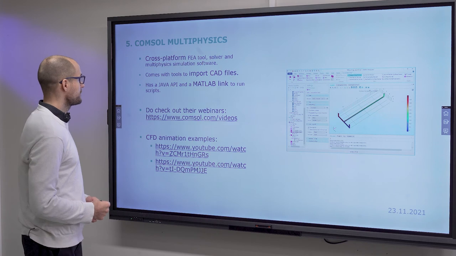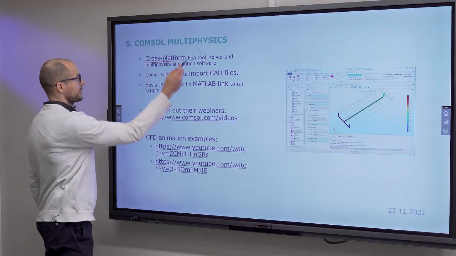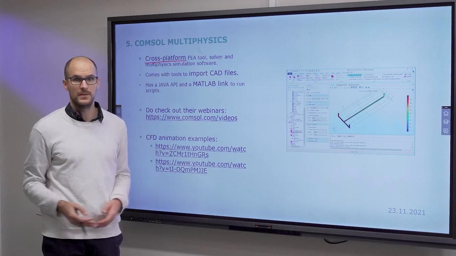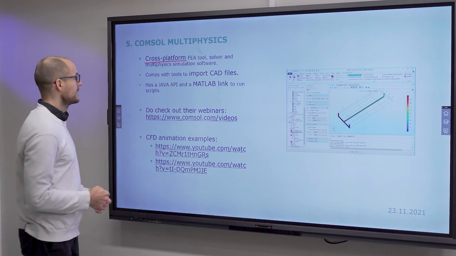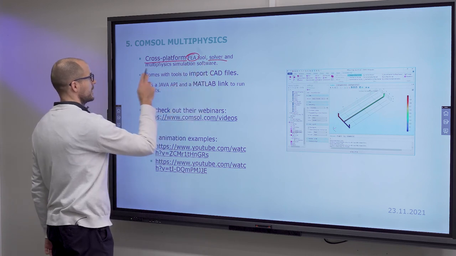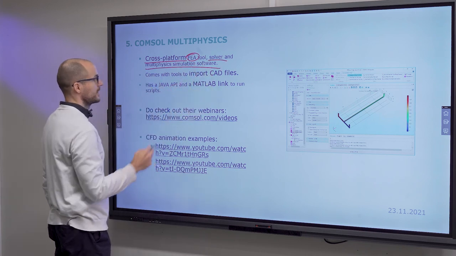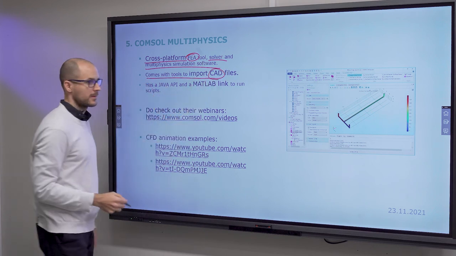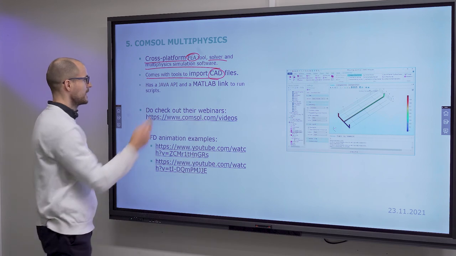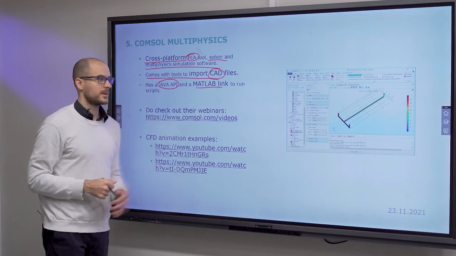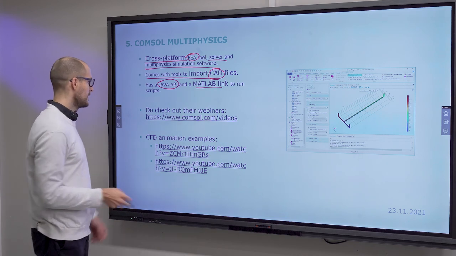COMSOL Multiphysics is cross-platform. It is implemented in Java with all its advantages and disadvantages. It has a finite element analysis tool, solver, and the simulation software. And it comes with tools to import your 3D model or 2D model. It has a Java API for MATLAB and also other software environments.